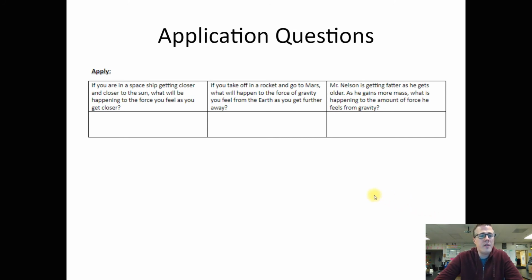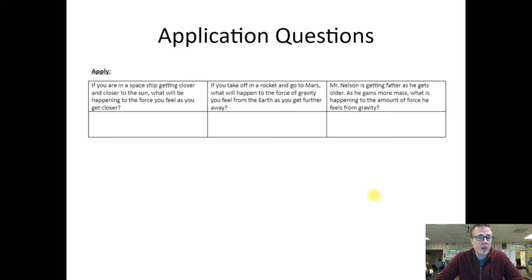For the first one, if you're in a spaceship getting closer and closer to the sun, what will be happening to the force you feel? Well, since distance is one of the things that affects gravity, as you get closer and closer, you would feel more and more force from the sun. The second question says, if you take off in a rocket and go to Mars, what will happen to the force of gravity you feel from Earth as you get further away? Well, as you start moving away from Earth, the gravity will decrease and decrease.